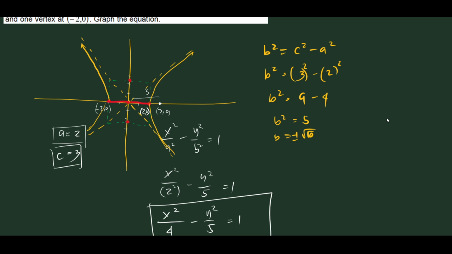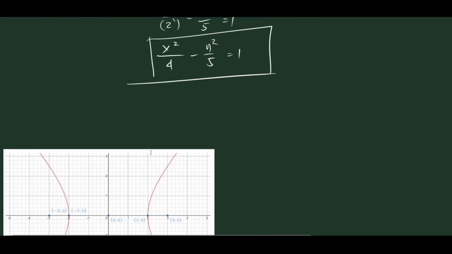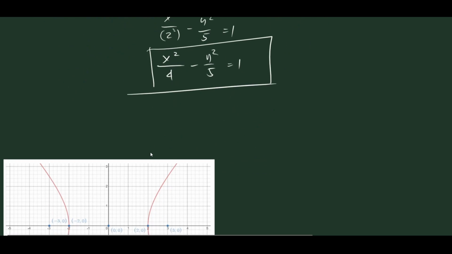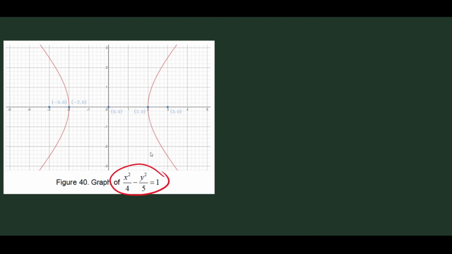If we take a look at the accurate representation using a graphical tool, we will see this one: x squared over 4 minus y squared over 5 is equal to 1. So that's exactly what we got. So we are correct.